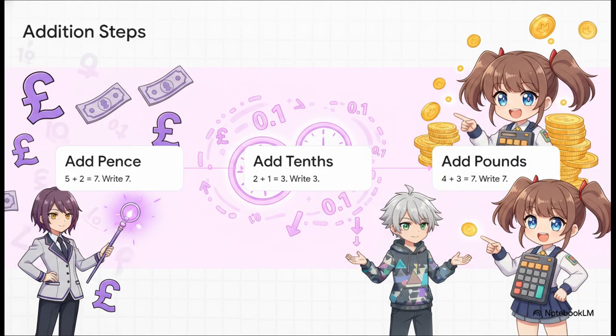From here, we just follow a simple recipe, and we always move from the right side over to the left side. Step 1, add the rightmost column, the pence. 5 plus 2 is 7, so we just write a 7 straight underneath. Step 2, shift left to the tenths column. 2 plus 1 equals 3, so drop a 3 right there. And crucially, at this exact point, we bring our decimal points straight down into the answer. Finally, step 3, move to the pounds column on the far left. 4 plus 3 is 7, so down goes a 7.